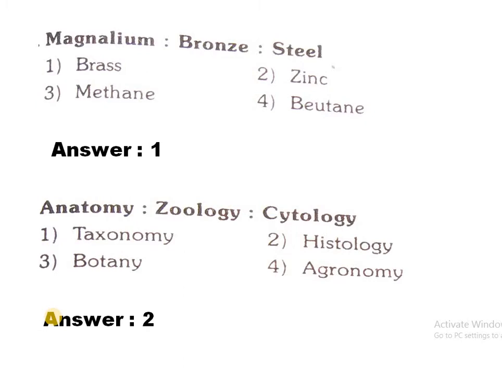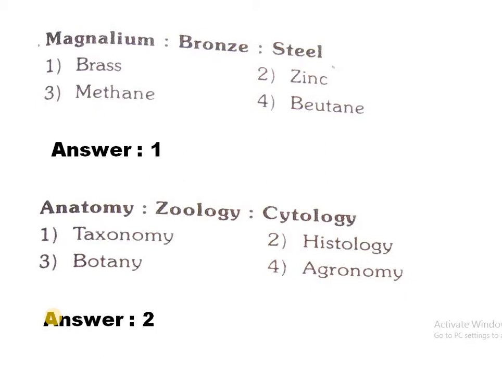Next is magnesium, bronze, steel. All are alloys. So which one of the below four options is an alloy? So you have to relate this. Zinc is not an alloy. Methane is not an alloy. Butane is not an alloy. So the correct answer is brass. Brass is an alloy.